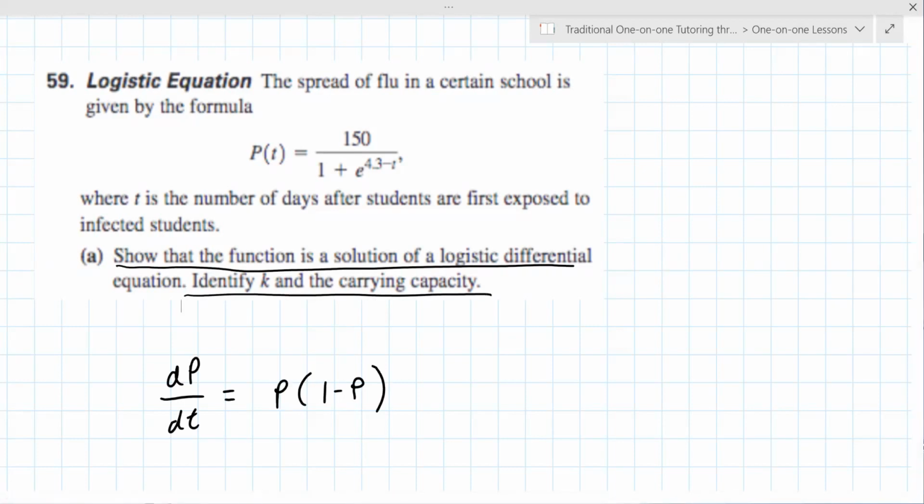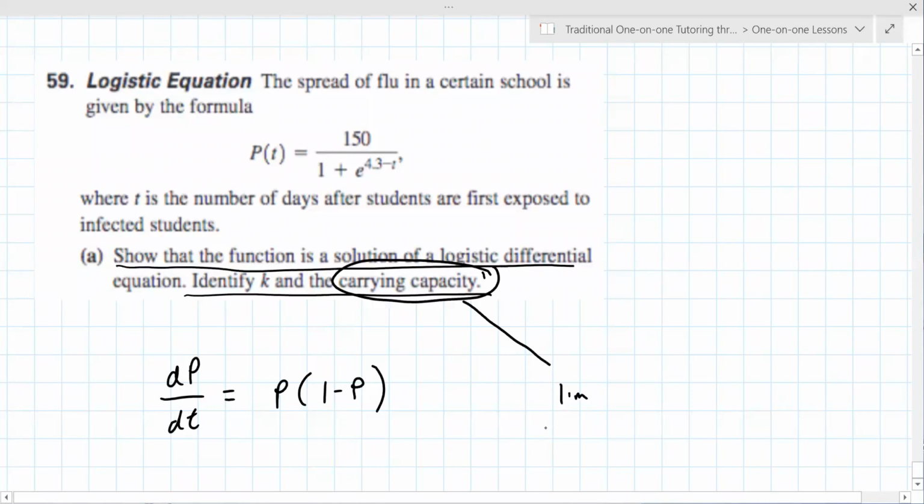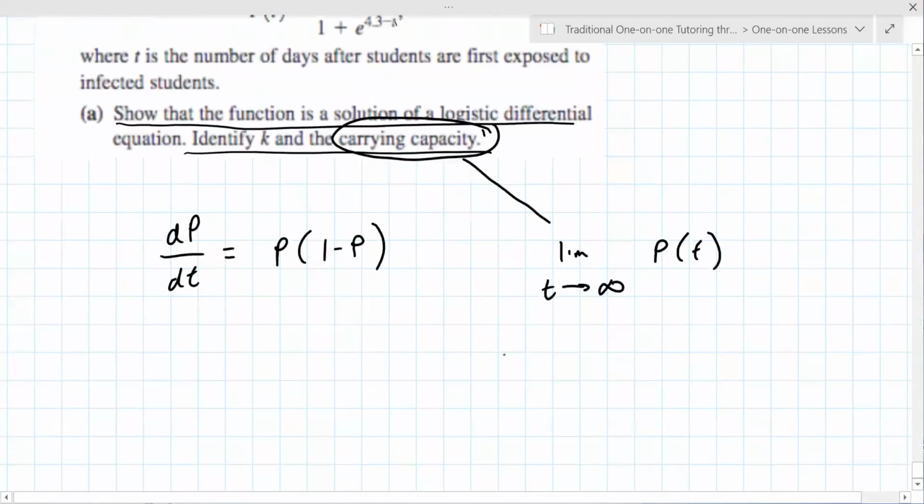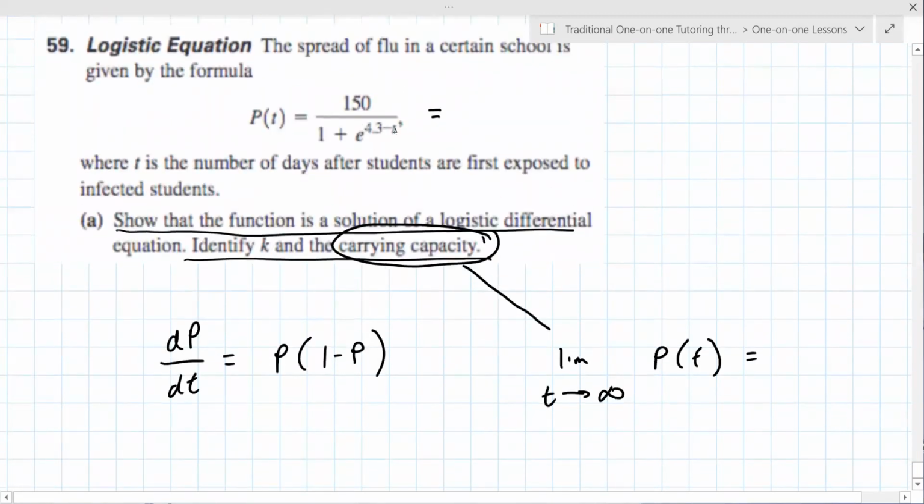The carrying capacity is what's called, maybe we can talk about that because that's more specific. The carrying capacity is the limit as t goes to infinity of P of t. Okay. So it's like, well, what happens when t gets large, like over time? So we can do that here. Let me go back up. Here. So when t gets large, it's 150 over 1 plus e to the negative t, and t is really large, so it's negative infinity.